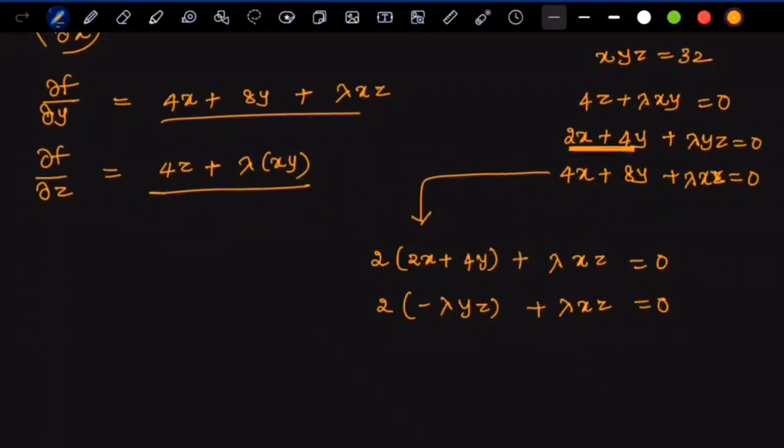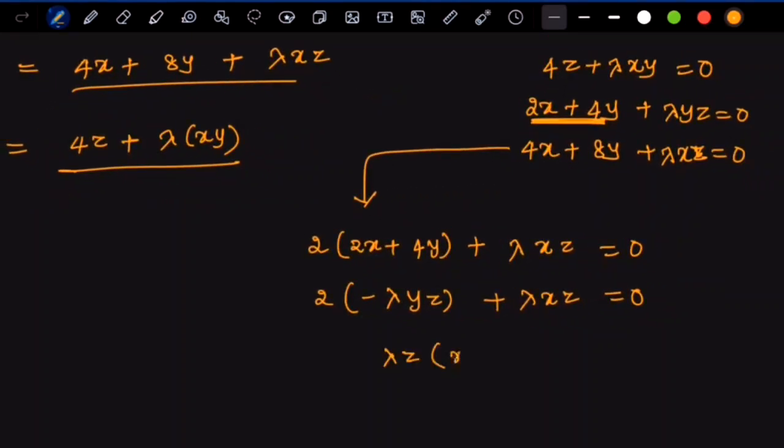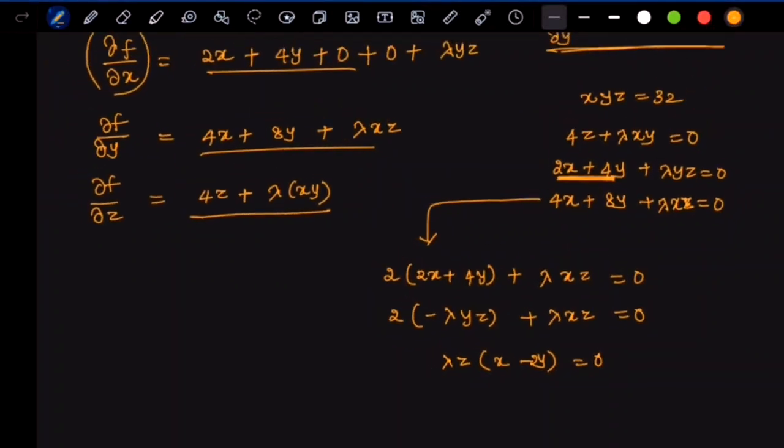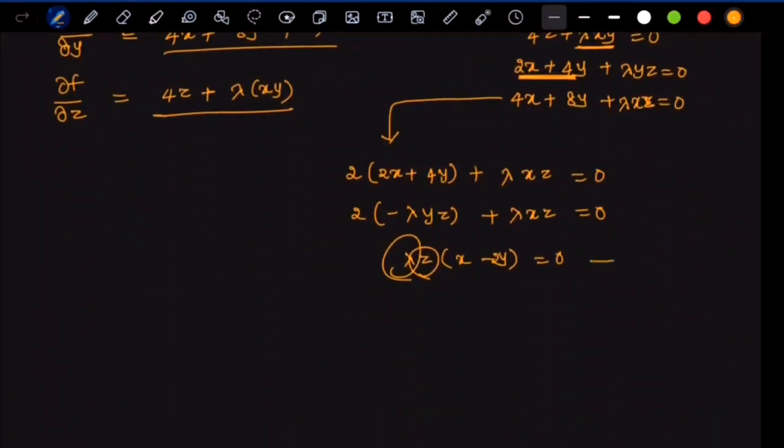Alright. So this gives us lambda z multiplied by x minus 2y is equal to 0. Alright. Now z is not equal to 0, because if it is equal to 0, this equation will not be valid. Alright. And lambda is also not equal to 0, because if lambda is equal to 0, if you consider this equation and you put lambda is equal to 0, then z becomes 0, which is not the case. Z is a positive real number, so lambda is also not equal to 0. So this gives us x is equal to 2y.